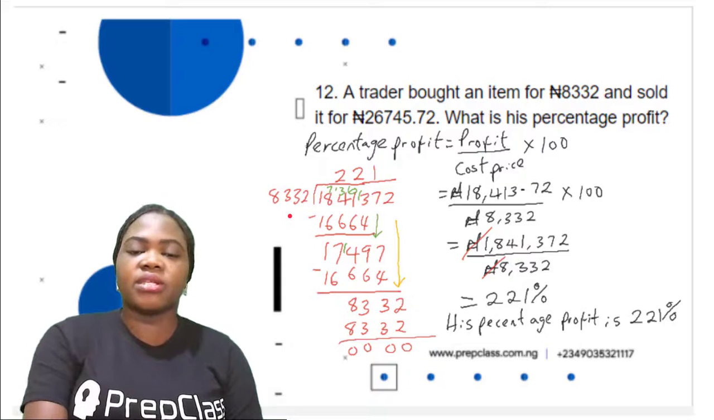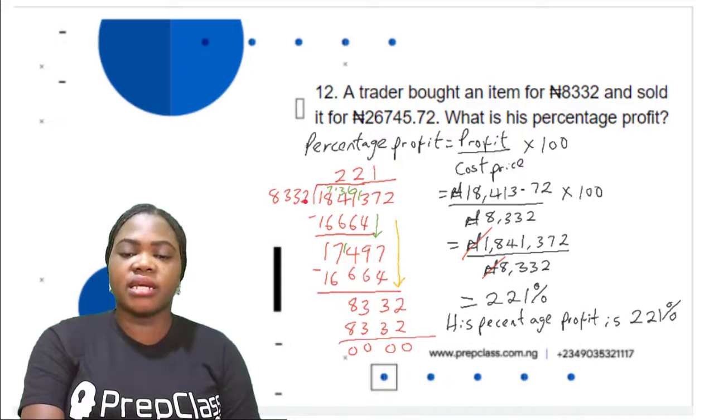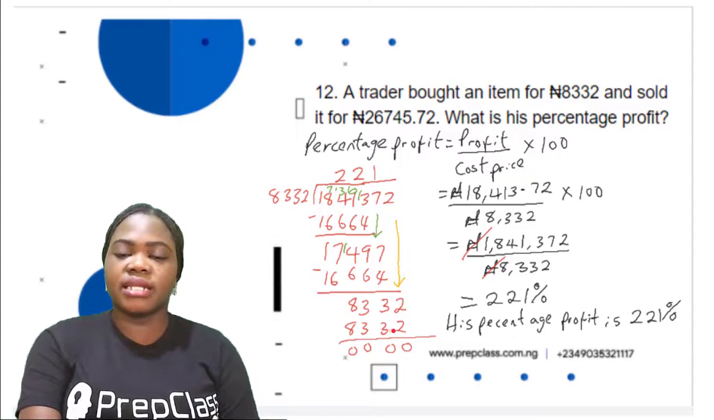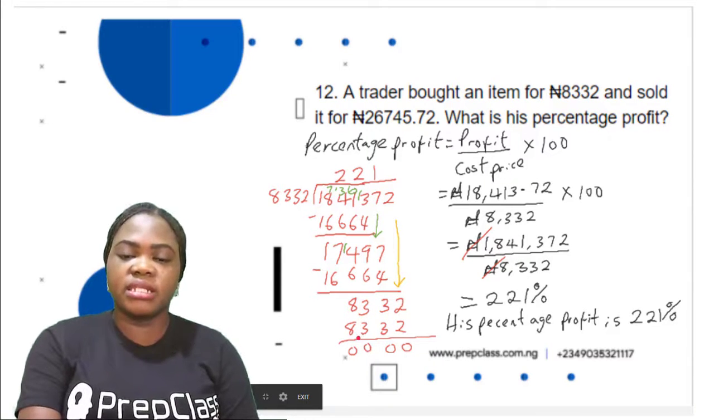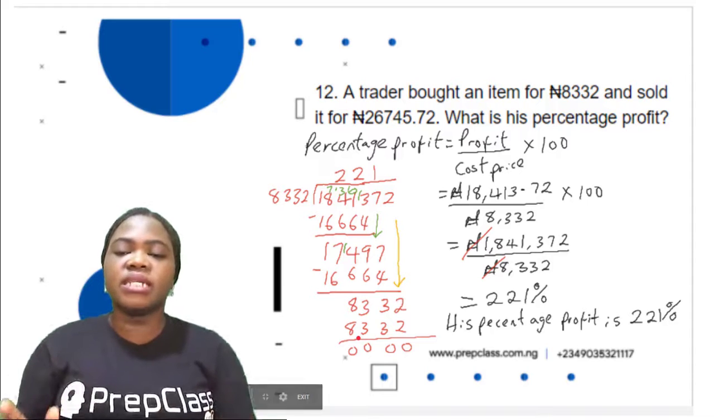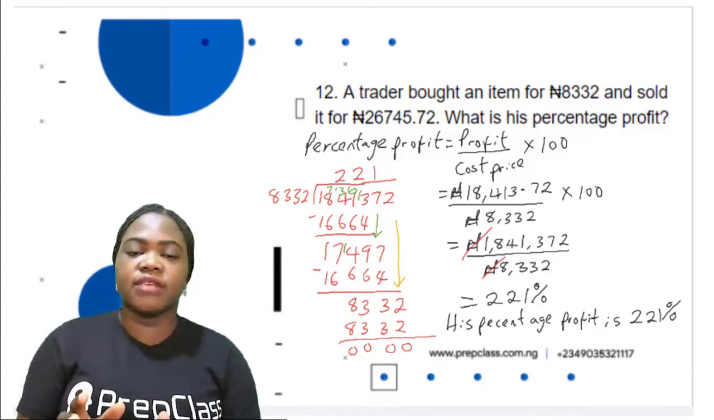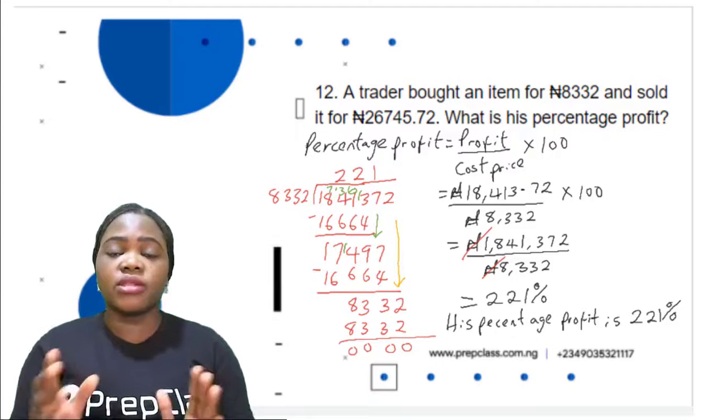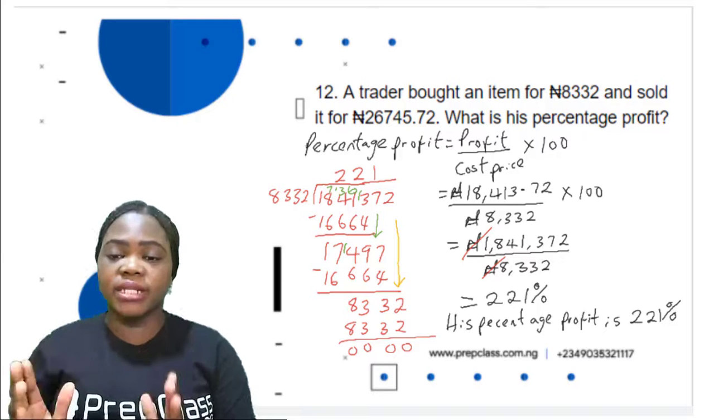8,332 divided by 8,332 is 1. 1 times 8,332 is 8,332. 2 minus 2 is 0. 3 minus 3 is 0. 3 minus 3 is 0. 8 minus 8 is 0. So we've been able to completely divide 1,841,372 by 8,332. So the answer is 221.